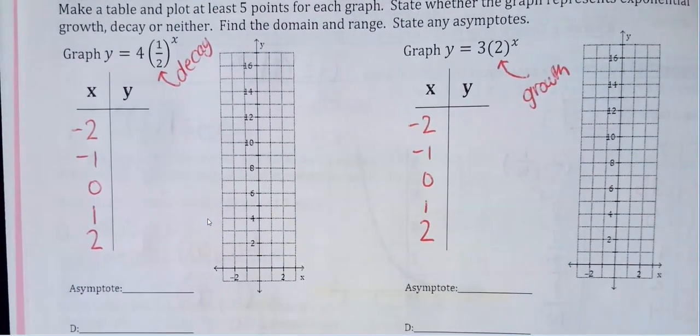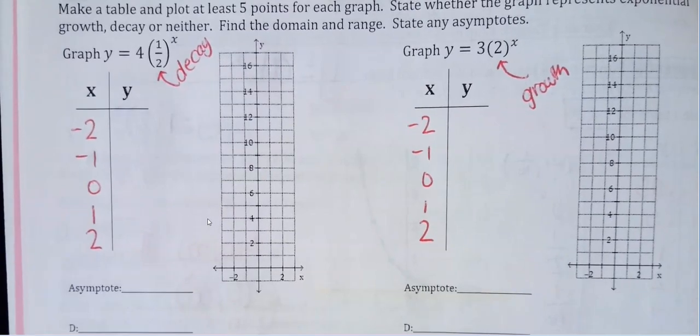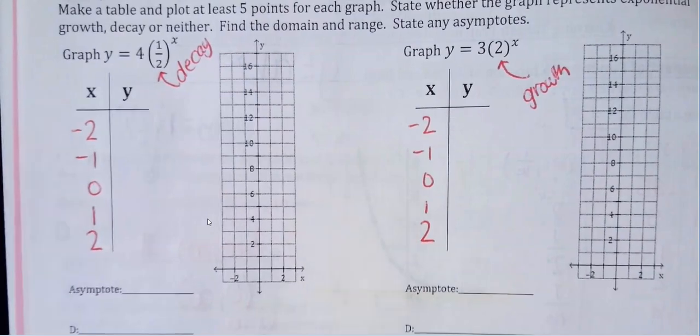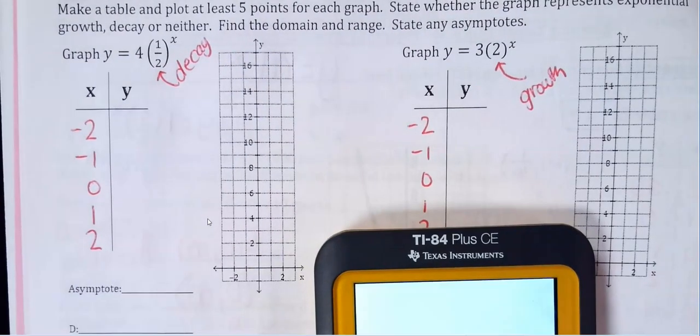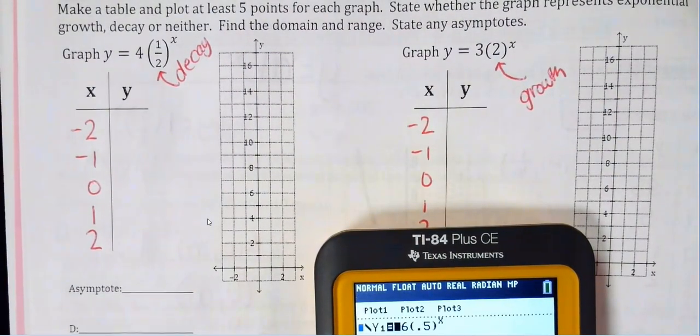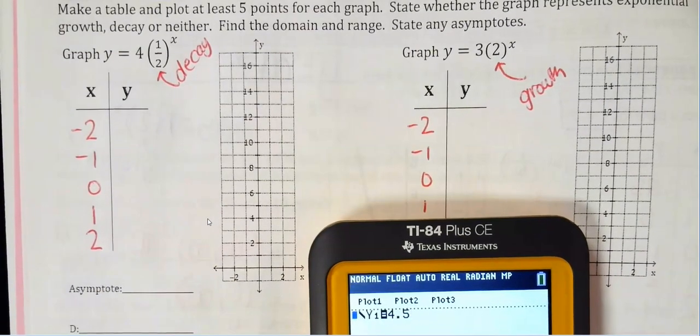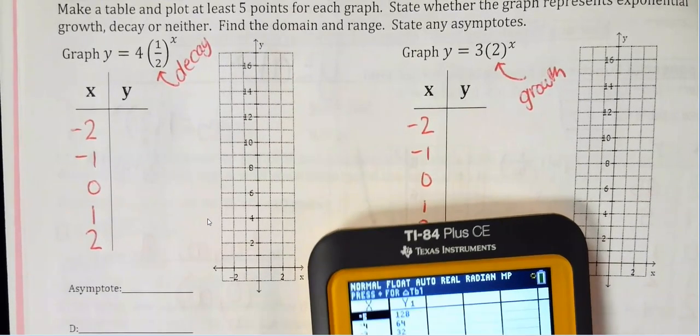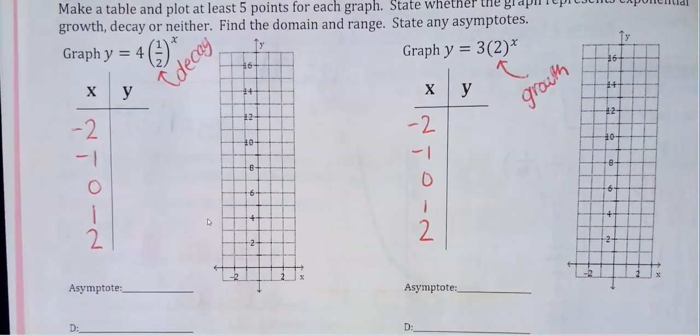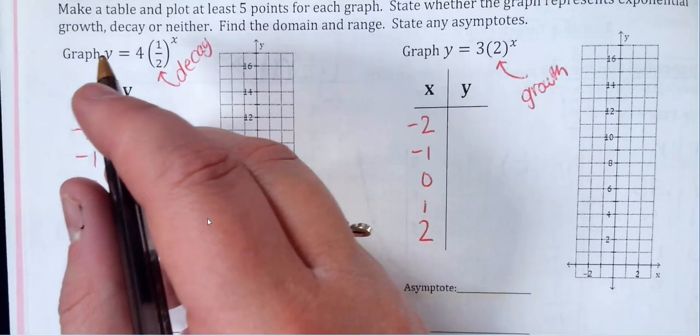But if you want to do it by hand, you could literally do 4 times 1/2 to the -2, write that down. 4 times 1/2 to the -1, write that down. Or if you want to, use the table. That's why I showed it to you guys. Just go to your y equals. This one is 4 times 1/2 to the x. And just use second graph to get that table. You can get as many points as you want from this.